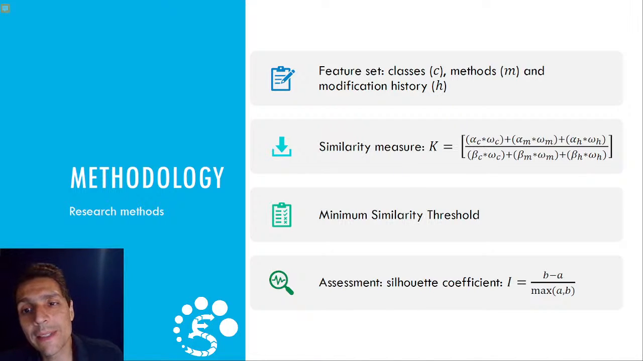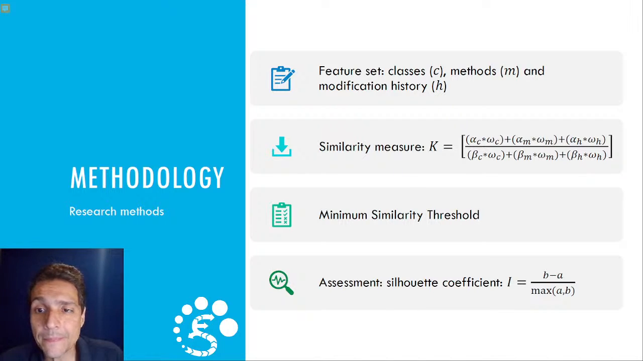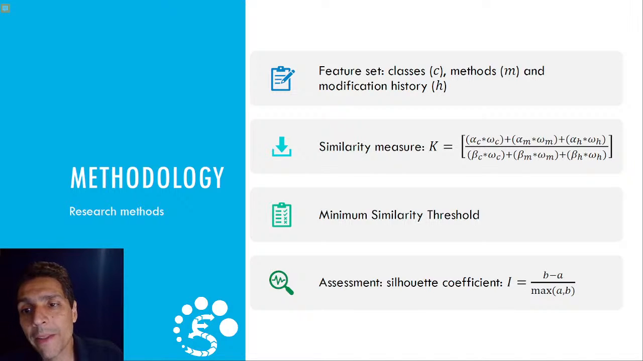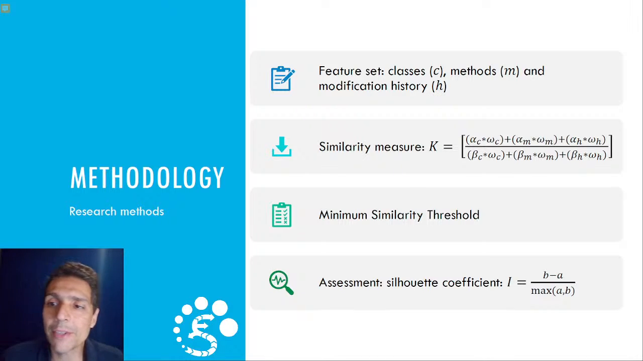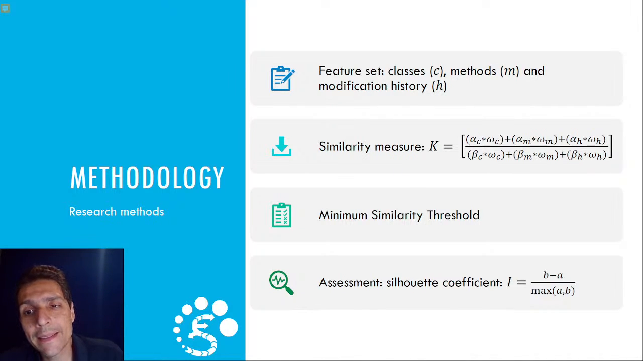So how can we do this? We have alpha. Alpha means the common artifacts, common features: alpha C is the common classes between two microservices, alpha M the common methods between two microservices, and alpha H the common history between two microservices. The W means the weights: WC, the weight for the classes dimension, WM, the weight for the method dimension, and WH, the weight for the history dimension. We divide it by the total number of classes, methods, and history of both microservices.